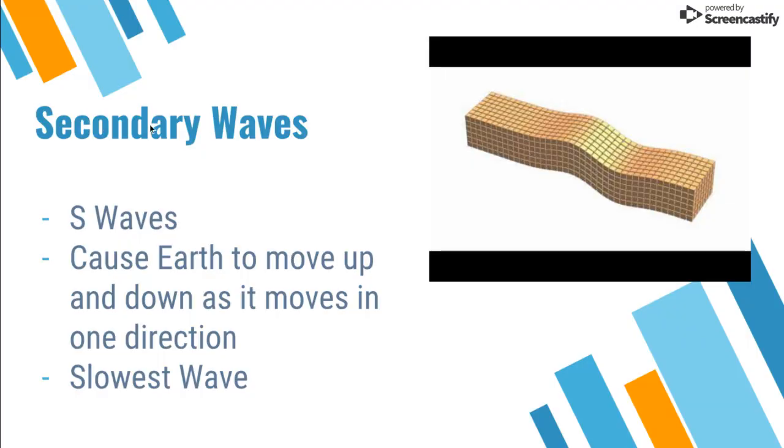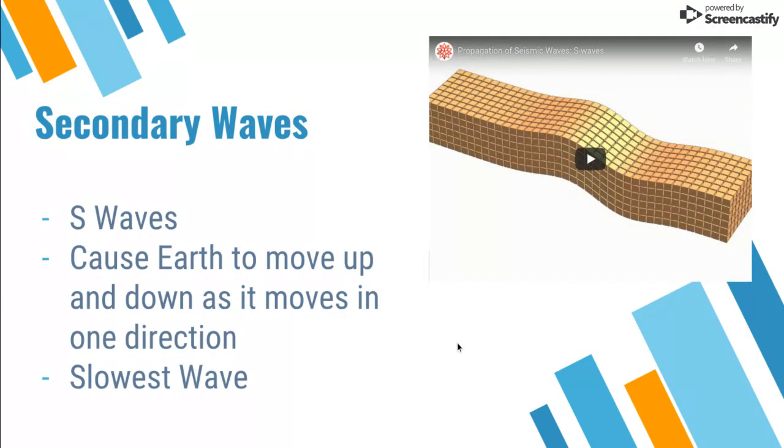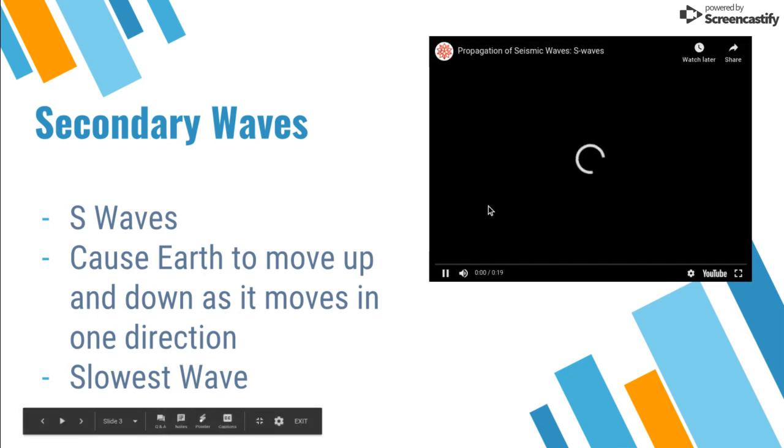S waves are our secondary waves, and they're the second type of wave that gets produced when an earthquake occurs. These S waves cause the earth to move up and down as it moves in one direction. And they are one of our slower waves. They do medium damage.